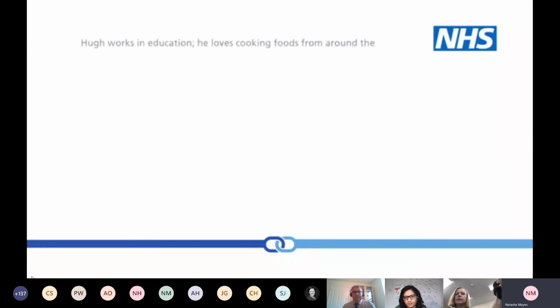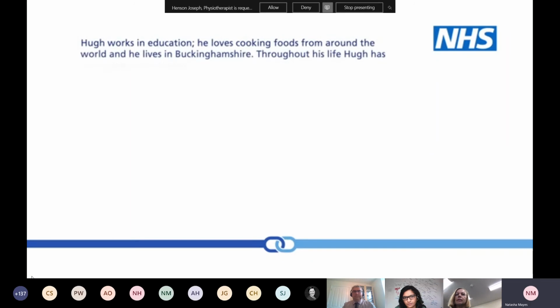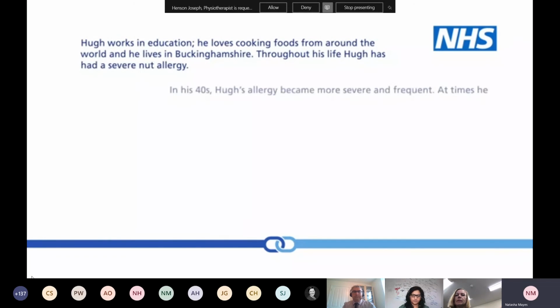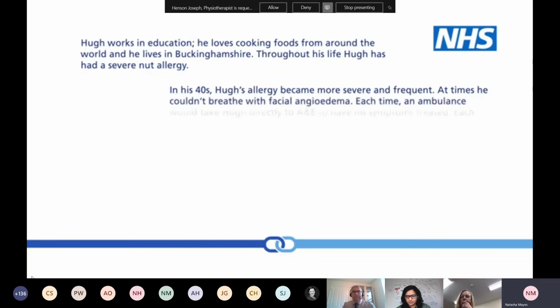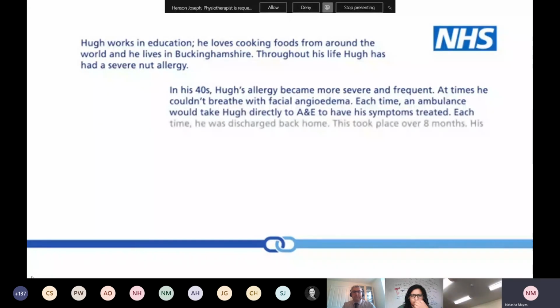Hugh works in education, he loves cooking foods from around the world, and he lives in Buckinghamshire. Throughout his life, Hugh has had a severe nut allergy. In his 40s, Hugh's allergy became more severe and frequent. At times he couldn't breathe with facial angioedema. Each time an ambulance would take Hugh directly to A&E to have his symptoms treated. Each time he was discharged back home. This took place over 8 months.